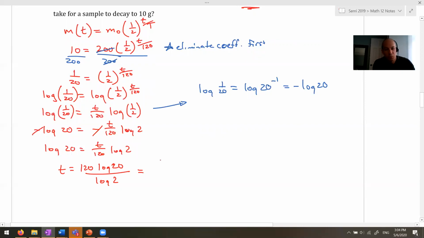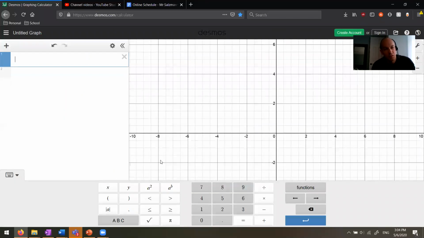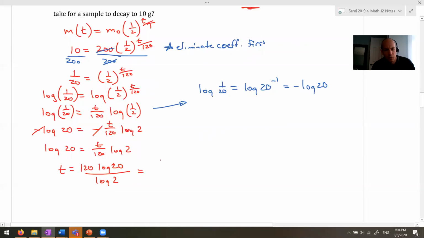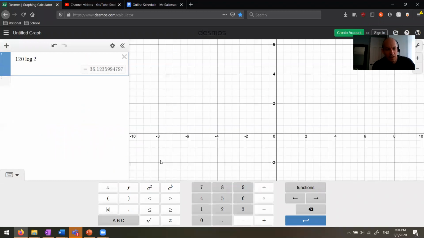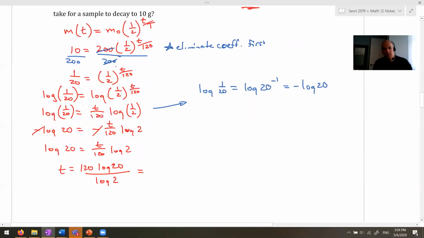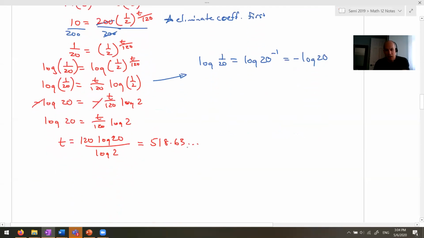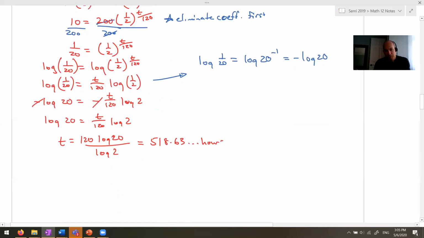Now, because this is a word problem and we're given things in grams, it probably makes sense to work this out to get an actual answer. So what we do is we go 120 log of 20, and then we'll divide the whole thing by log of 2. So that gives me an answer of 518.63. And of course, in the question we're given a half-life of 120 hours, so that is hours.